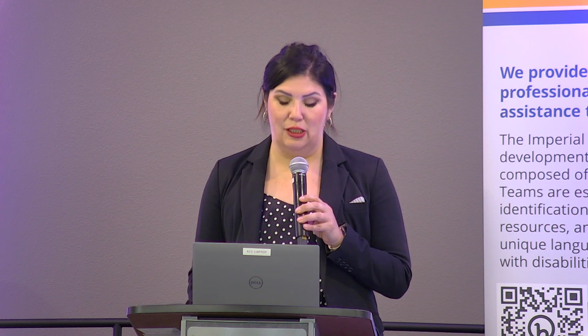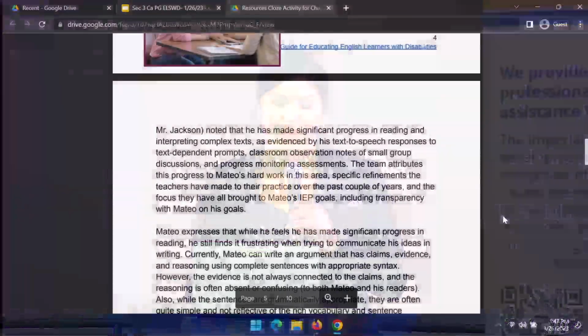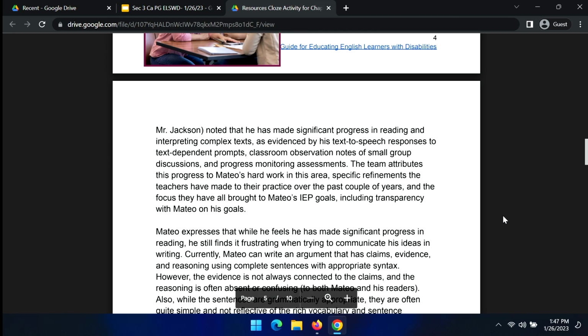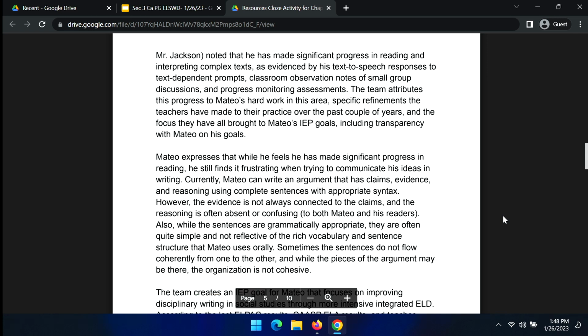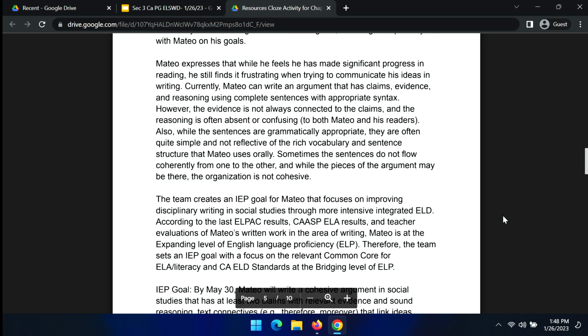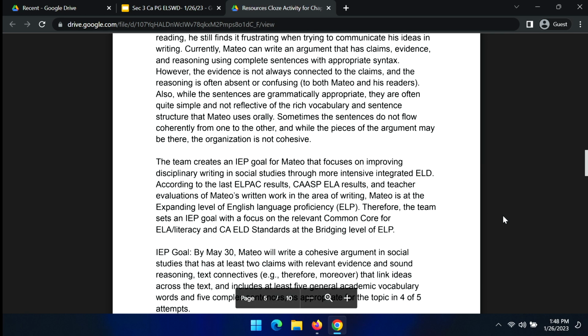Here we have an interaction between Ms. Pan and Mr. Jackson, the ELD teacher, and the actual case manager. In reviewing the IEP goals, they are tracking progress. They are looking at specific refinements that teachers have made to their practice over the past couple of years to support Mateo. Mateo is also actively engaged in this conversation during the IEP meeting, where he's sharing that he feels that he's making progress. The team creates an IEP goal for Mateo that focuses on improving disciplinary writing in social studies through more intensive integrated ELD.